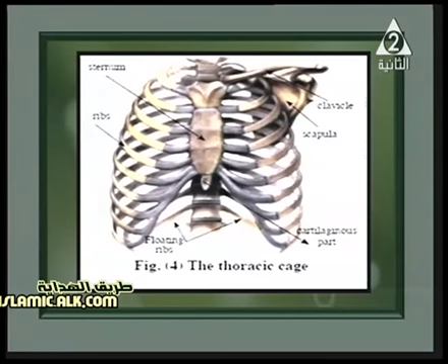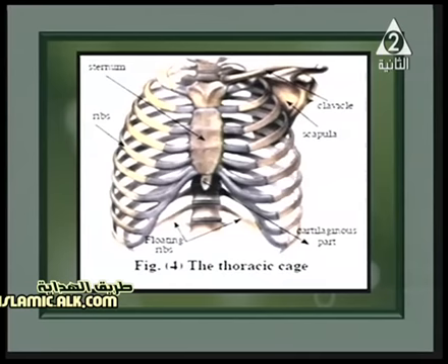All the ribs are connected posteriorly, from the side of your back, with the thoracic vertebra. On the other side, anteriorly, only the first 10 pairs. We said that we have 12 pairs of ribs.